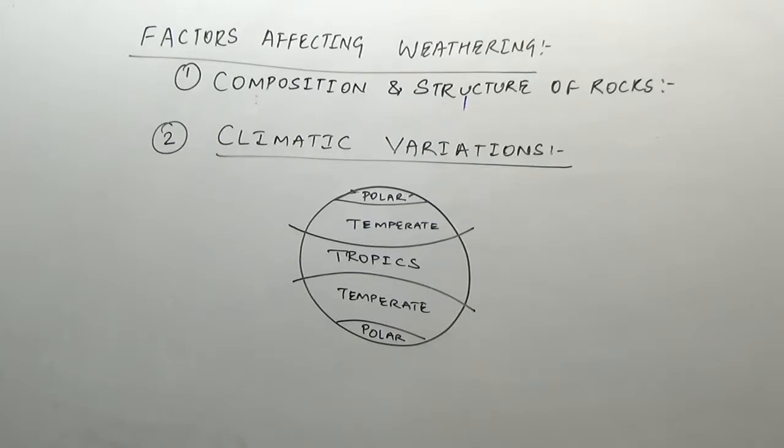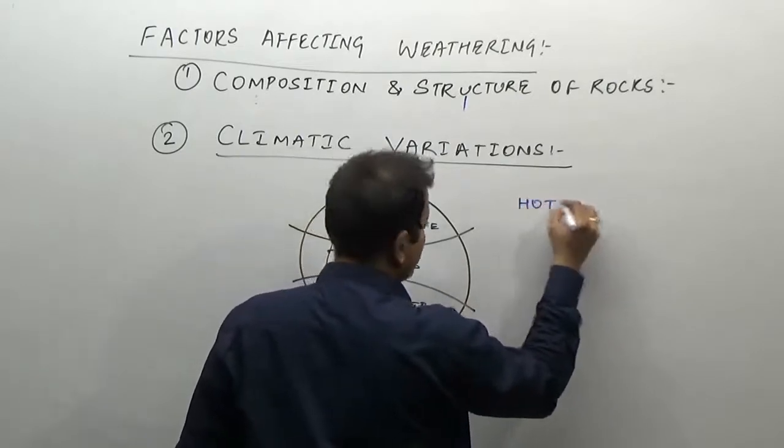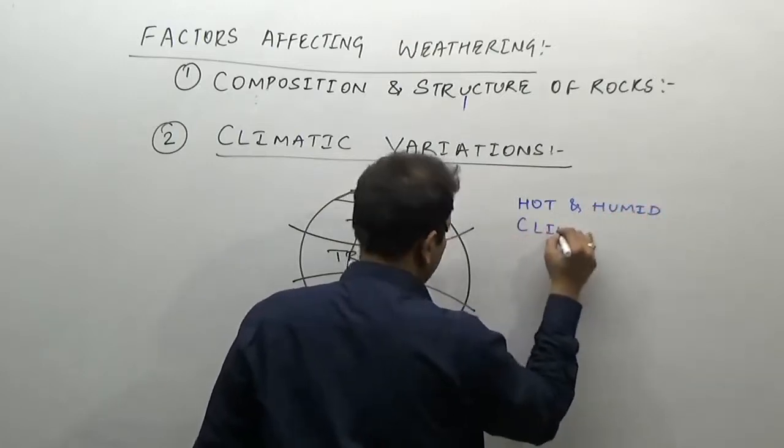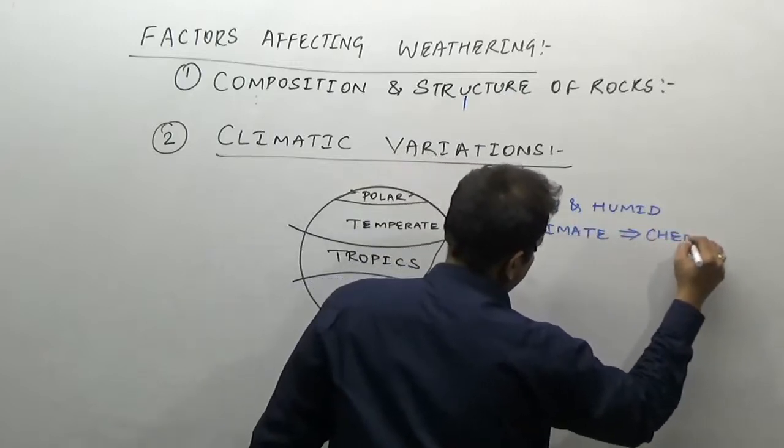What is the tropical region? It is a region with hot and humid climate. So chemical weathering is a process which is dominant in hot and humid climate. So we can say that in the hot and humid climate, chemical weathering dominates. If the climate is hot and humid, it is the chemical weathering which dominates.